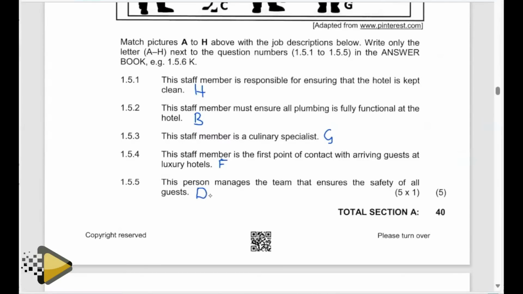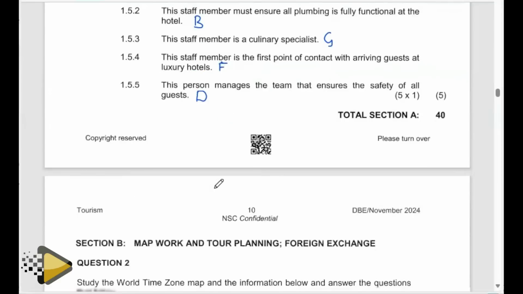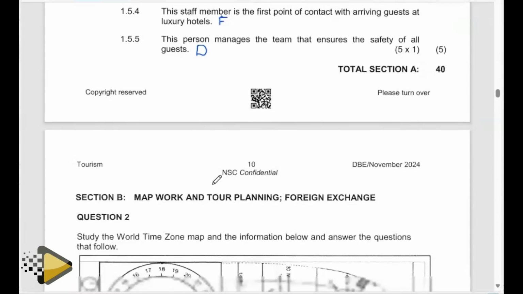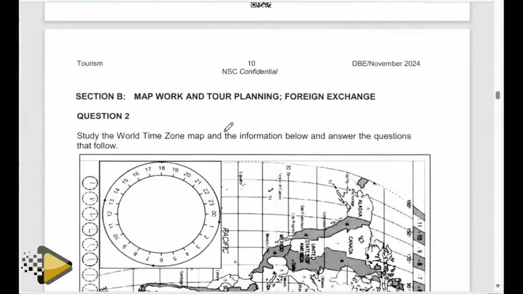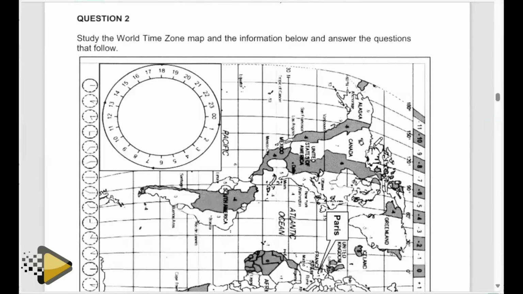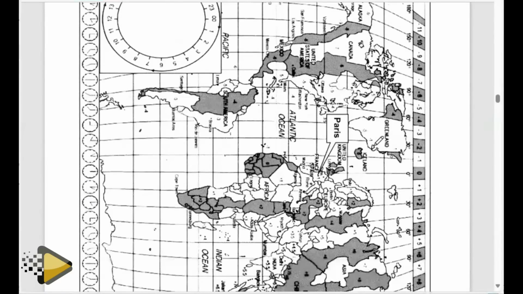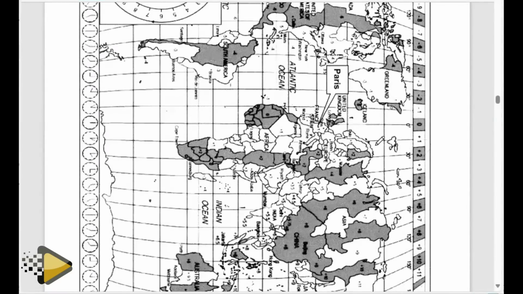Which brings us to the end of the first section, which is section A. Now moving on to the next section, which requires us to study the map which is provided. Then we respond to the questions which follow. The question reads, study the world time zone map and the information below and answer the questions. So here is our time zone map, which appears there.